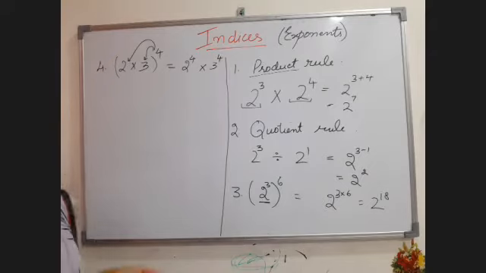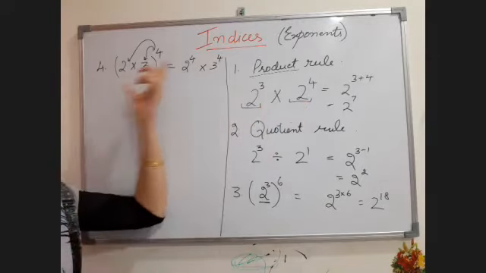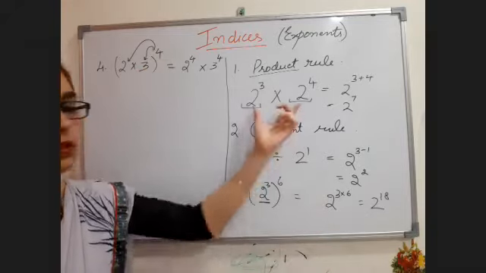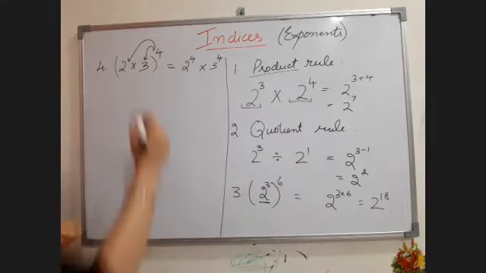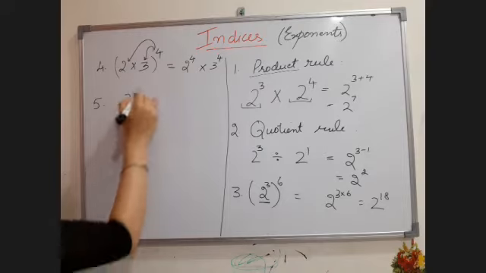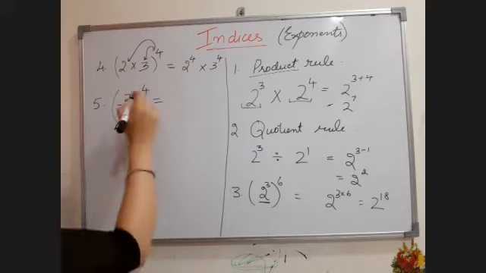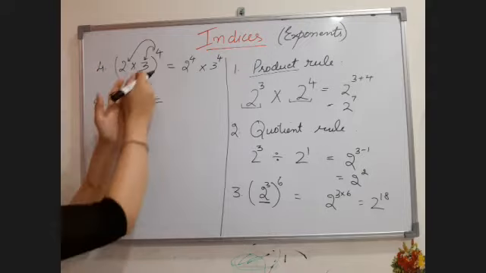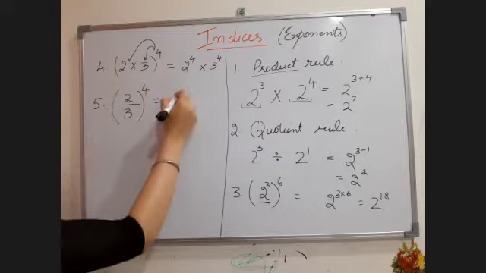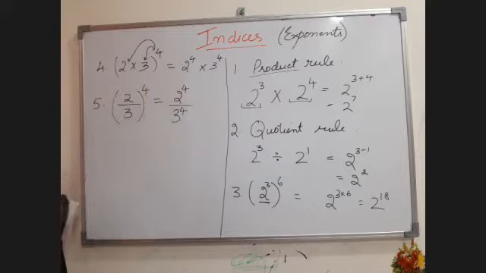Because for the same numbers we have already done one rule, this is applicable with different numbers also, but this is not applicable with different bases. Bases should be the same in these two. Then the fifth rule works with division also. If two numbers are getting divided, and the whole bracket is written with a power outside, that means this power is with this 2 also and with this 3 also.